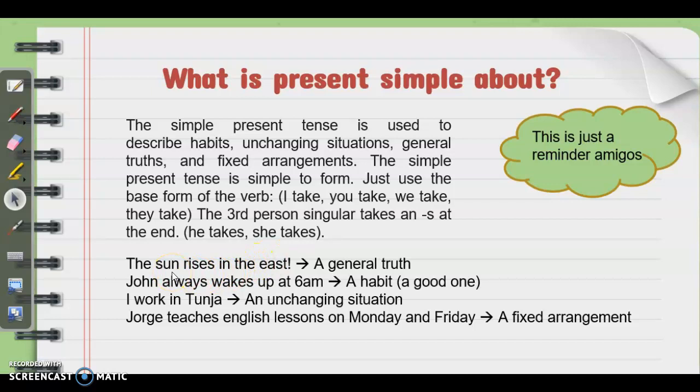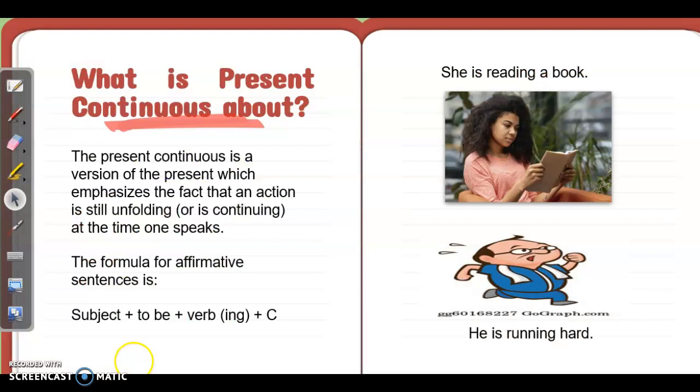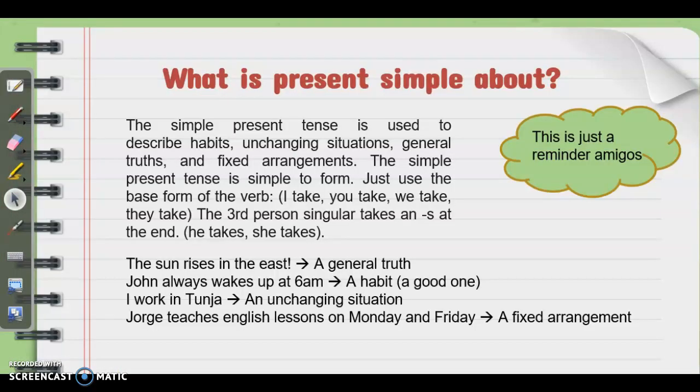Simple present is also used to talk about a habit. So John always wakes up at 6. Okay. John, because we have John or he, or in Spanish, él, siempre, remember the position of the frequency adverb. Okay, so John always wakes up at 6. That is a habit. Okay, a good habit.